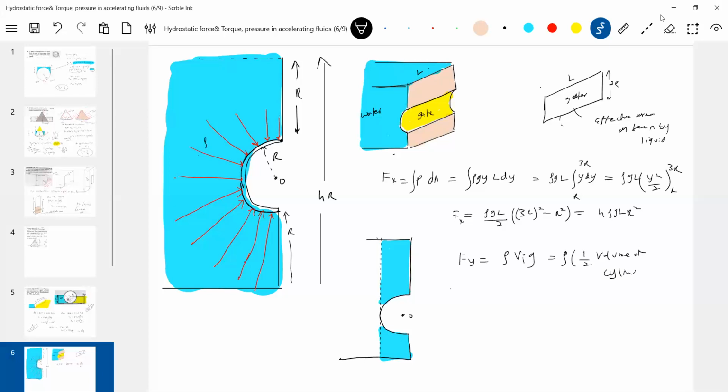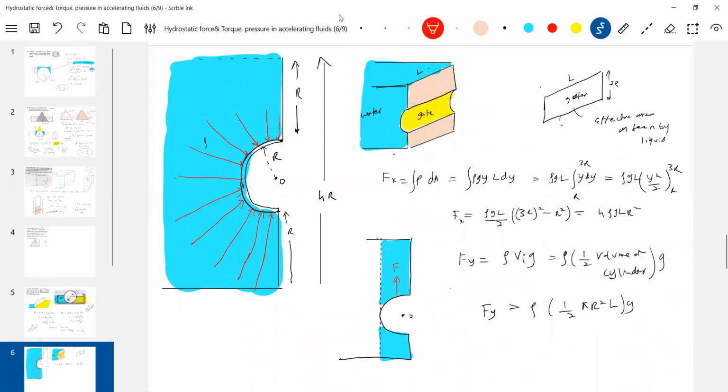Volume of cylinder. Okay, now what is the volume of cylinder? Pi R square L. How do we show this F_i? This F_i we have to show upward. The resultant force F_i should be upward.